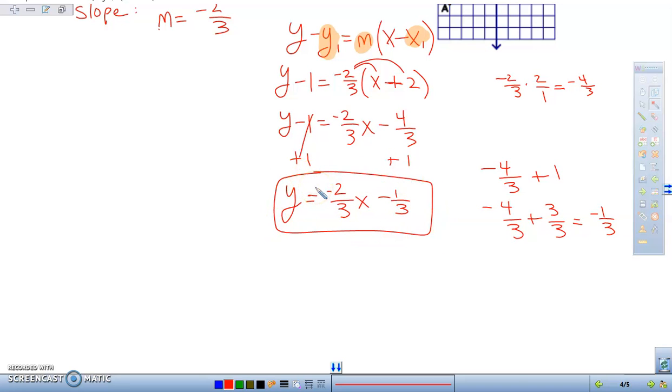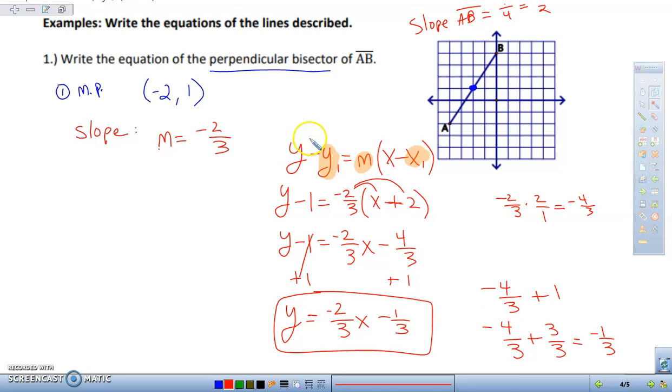That, my friends, is the equation of the perpendicular bisector of that line. And one thing that I always do is I graph it. So I know that it goes from this point, the slope is down 2 and over 3. And when I graph it, I can see really easily if my y-intercept makes sense. I had a y-intercept of -1/3. And look where this graph crosses the y-axis. It looks like it's pretty darn close to -1/3.